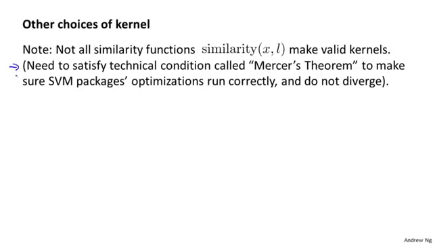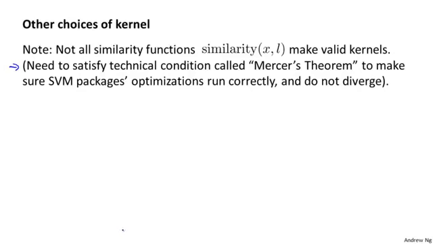It's called Mercer's theorem. And the reason they need to do this is because SVM implementations have lots of clever numerical optimization tricks in order to solve for the parameters theta efficiently. And in the original design of SVMs, there was a decision made to restrict our attention only to kernels that satisfy this technical condition called Mercer's theorem. And what that does is that makes sure that all of these SVM software packages can use a large class of optimizations and get the parameter theta very quickly.